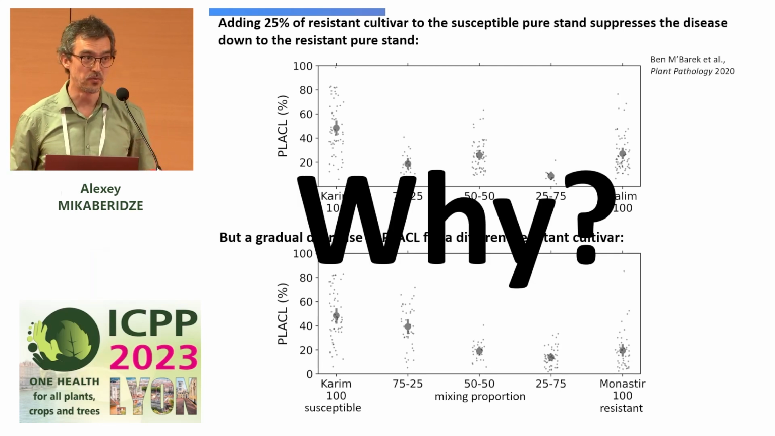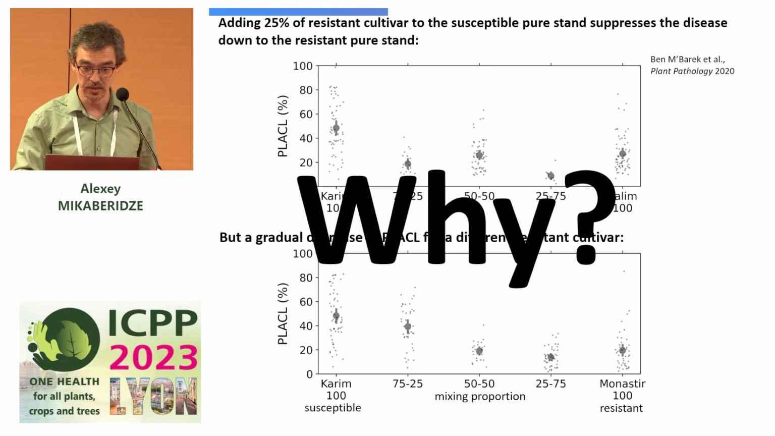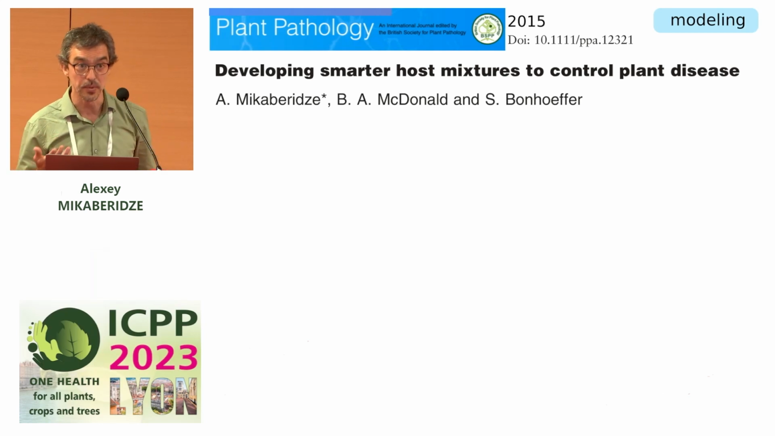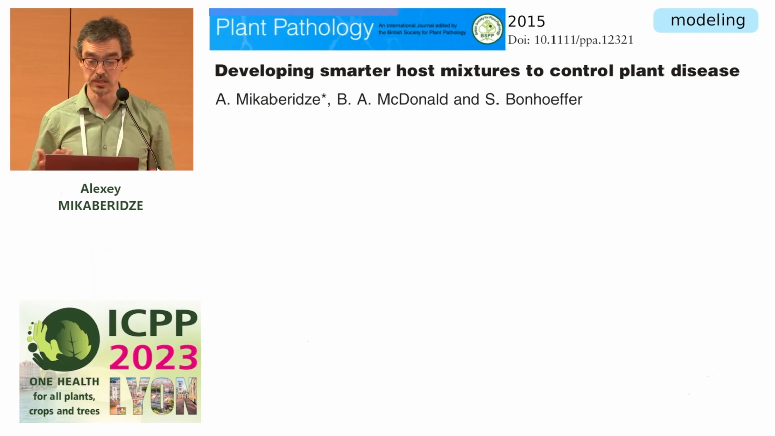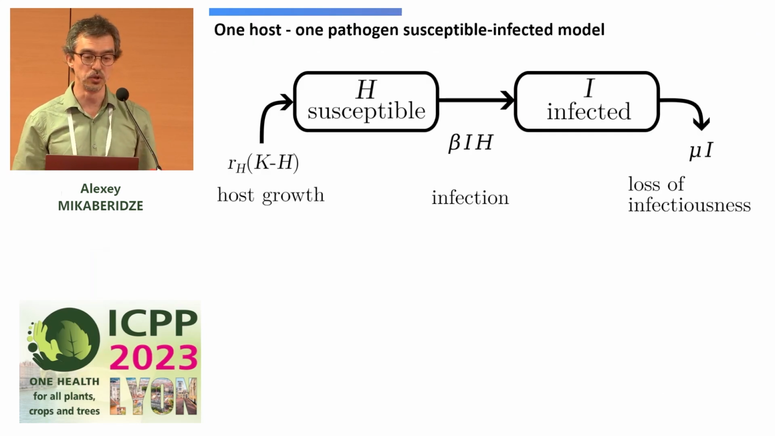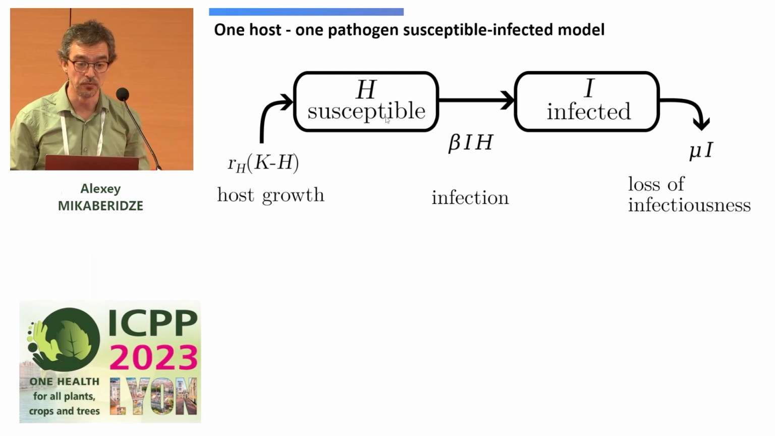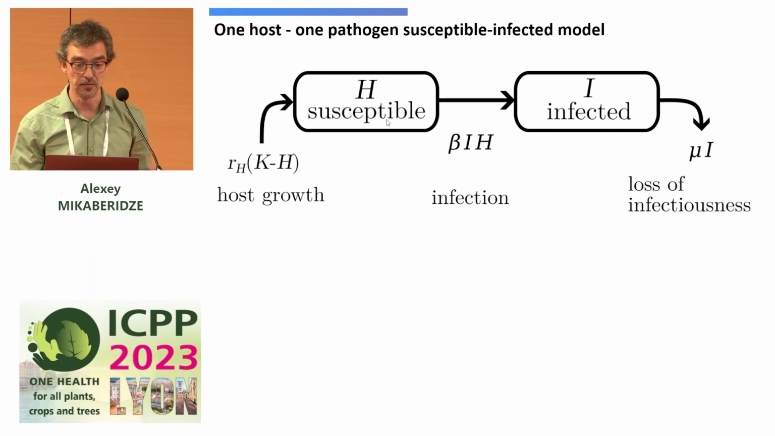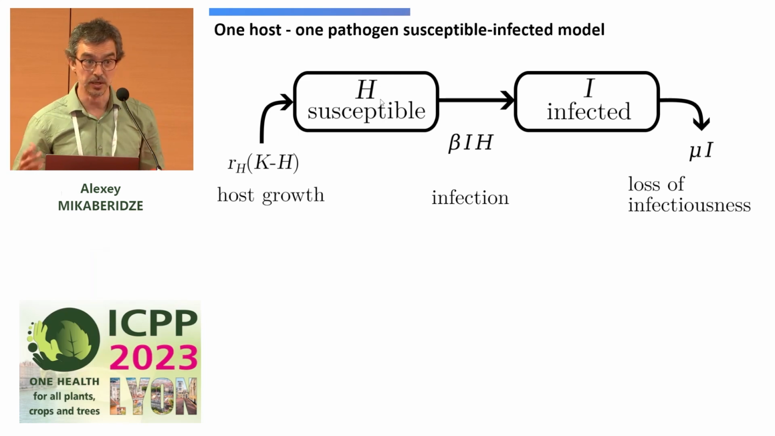We thought about it for a long time, but then we realized that we could use the modeling theory that we developed previously to describe disease suppression in cultivar mixtures. This theory is based on a susceptible-infected type of modeling approach. Just to introduce the simplest variant of this model: it is a compartmental modeling approach where, in the simplest case, you have just two compartments. H is the leaf area index of susceptible hosts, and I is the leaf area index of infected hosts.